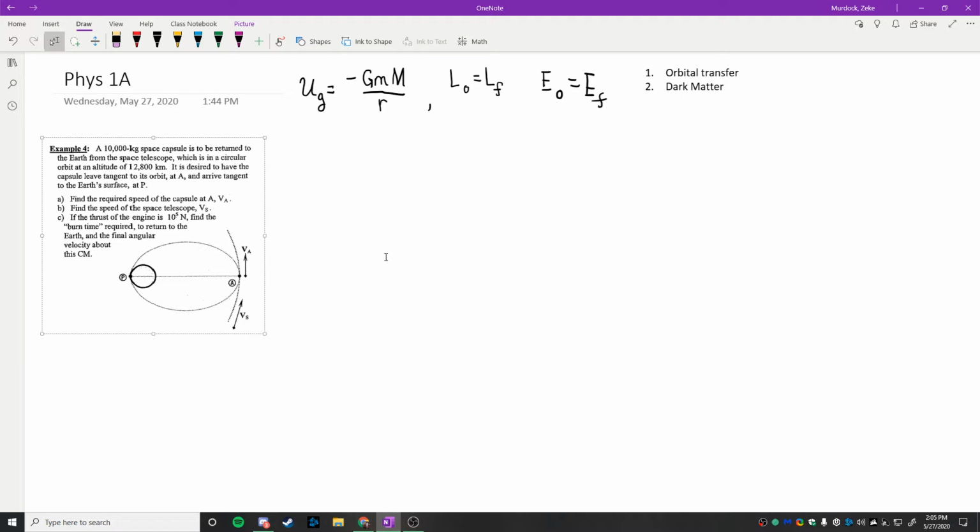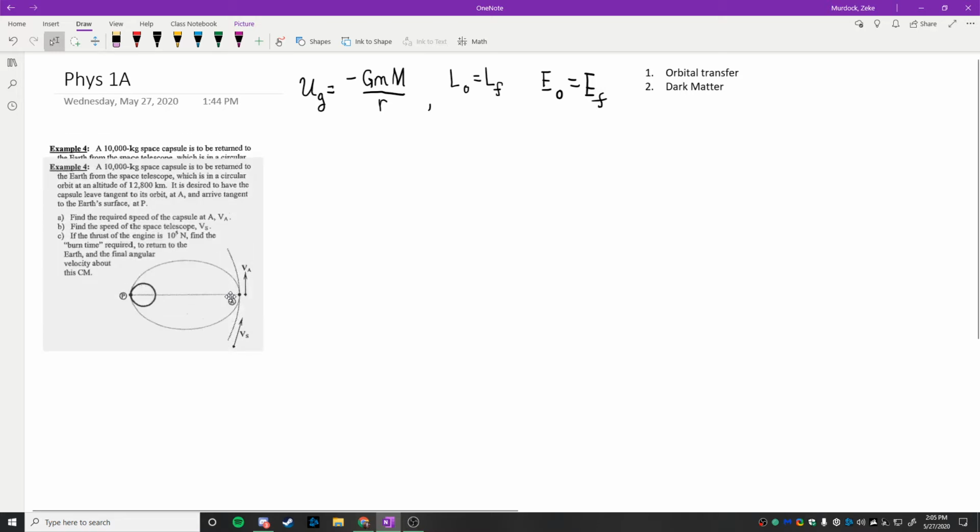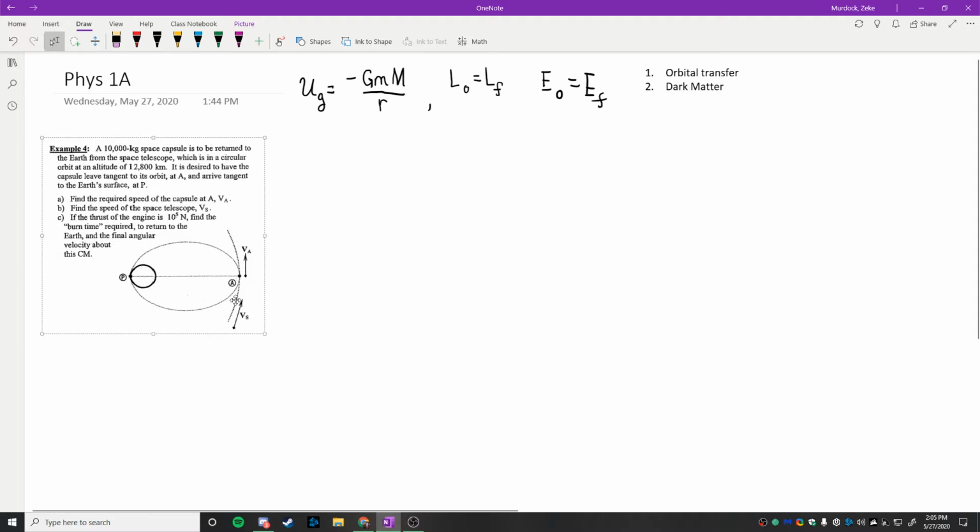Okay, so here's the problem we want to look at. It says a 10,000 kilogram space capsule is to be returned to the Earth from the Space Telescope, which is in a circular orbit at an altitude of 12,800 kilometers. It's desired to have the capsule leave tangent to its orbit at A, here, and arrive tangent to the Earth's surface at P, here. So this body right here, that's the Earth, and there's basically two different orbits that we're looking at here. The capsule itself is currently on the Space Telescope, and this outer curve right here represents the orbit of that Space Telescope. Okay, and it's a circular orbit.